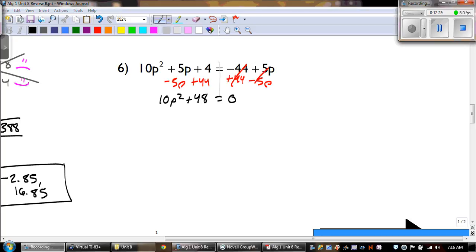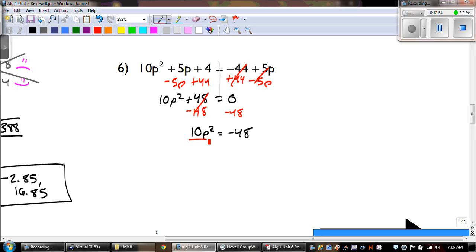Okay, you should have gotten 10p squared plus 48. Now there's no linear term. Remember, the linear term was the p, but it canceled out. So that means I can solve this by inverses, SADMAP. So cancel the addition first, and we get 10p squared equals negative 48.